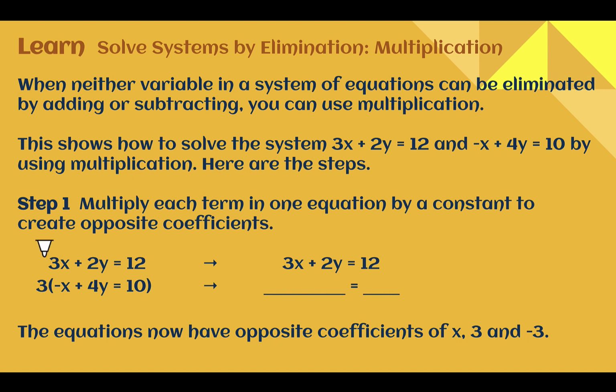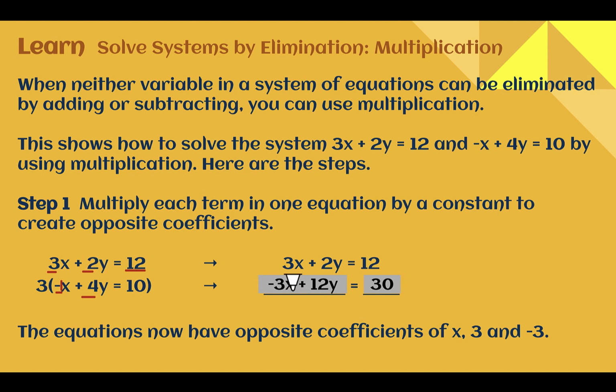So if we look here, we can see we have 3x plus 2y equals 12. And then in our original, we have negative 1x, 4y equals 10. The 3 doesn't match with a 3, 2 doesn't match with a 2, or 4 doesn't match with a 4. Nothing matched with the coefficients. But if we multiply the second equation by 3, I can make a new equation. That would be negative 3x plus 12y is equal to 30.